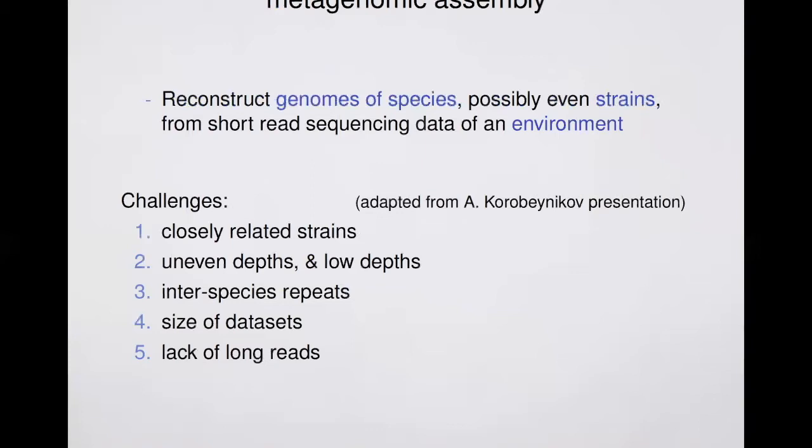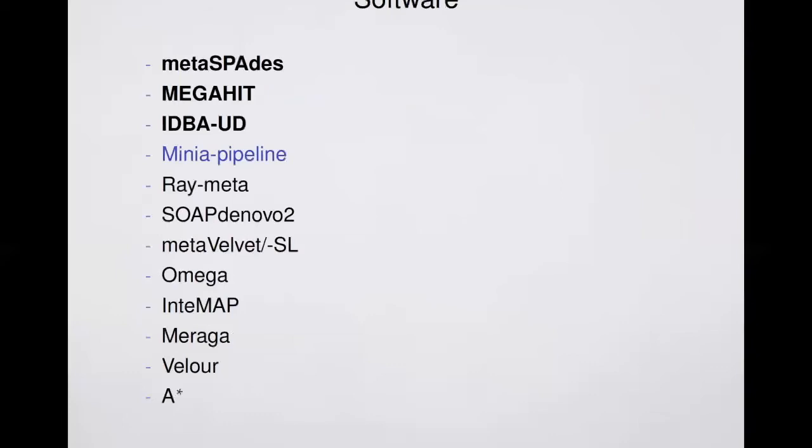But there are also other difficulties of metagenome samples, such as low depth, uneven depth, repeats, and their large sizes. In the challenge, there were 3 different data sets ranging from low complexity, small size, to high complexity, large size. Also note that mostly nowadays metagenome sequencing is still short reads, but maybe long reads will come later. There are multiple ways to do metagenome assembly, and I've listed a few software with the 3 most famous ones in bold, and the one I will talk about today is the Minia pipeline.